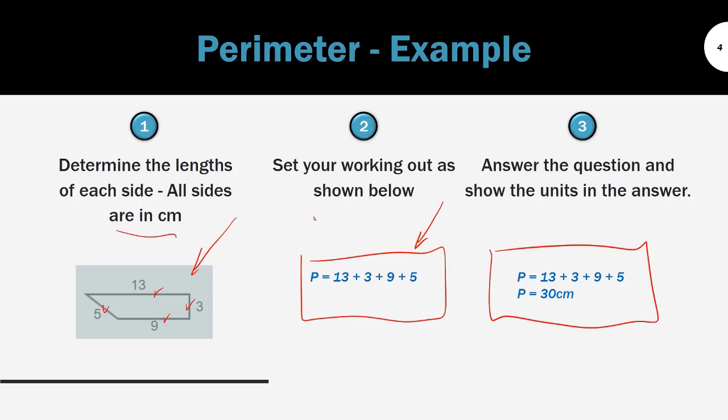And so that's pretty simple, okay? All we do is we write P. P stands for perimeter, equals 13, 3, 9, and 5, okay? And this line of working is really important. The reason why it's really important is if you make a calculation error when you add these up, but you've written that down, you're still going to get marks, okay? So when we add all of those together, we get our answer. I've got my units there at the end, but it's really important that we have this line of working at the very beginning, okay?